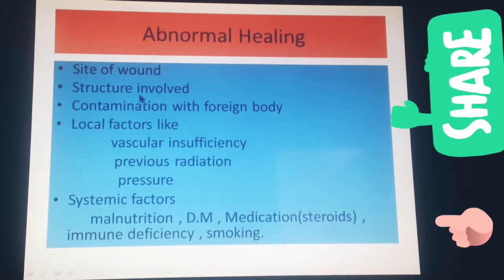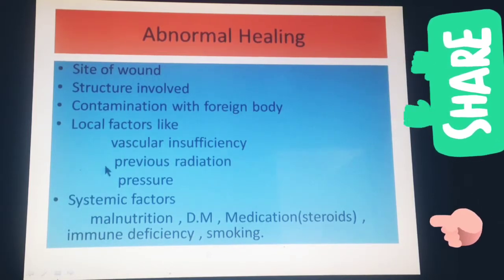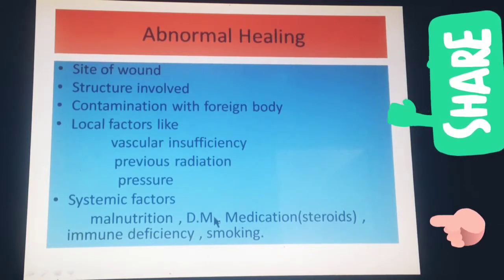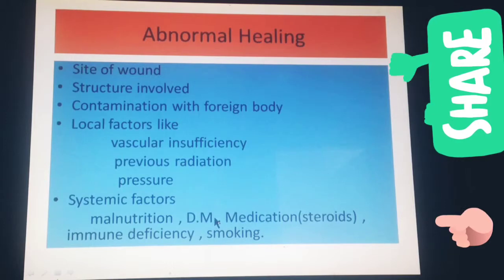It also depends upon the structures being involved, the contamination with foreign body, and local factors such as vascular insufficiency, previous radiation, pressure. Systemic factors include malnutrition. If your diet is insufficient, you would not have the necessary amount of raw material to help with the wound healing. Diabetes mellitus is an immune deficient state which also hinders the wound healing, and certain medications such as steroids would inhibit the inflammation. So if there is no inflammation, there would be no fibroblastic activity later going on or any deposition of collagen in that respective area. Similarly, immune deficient people and smoking can also lead to abnormal healing.